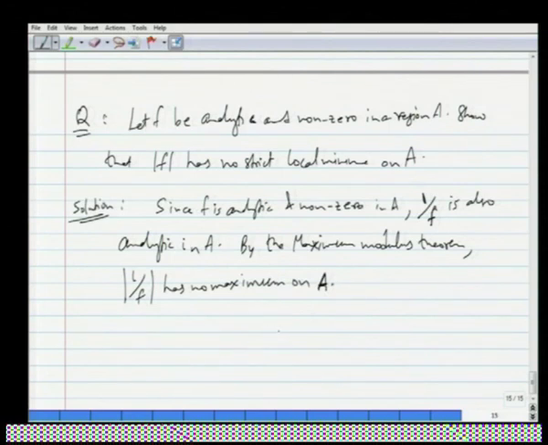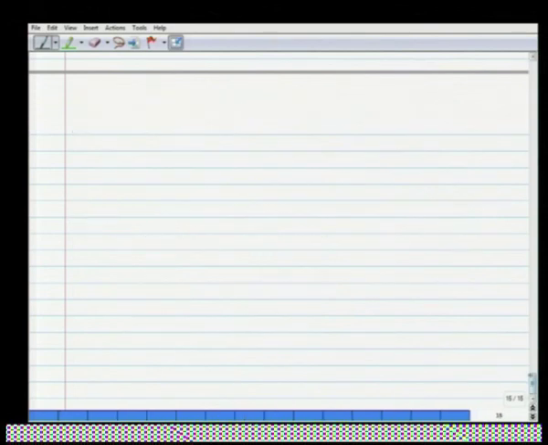So, what this means is that the modulus of f has no strict local minimum on A. Okay. So, this is easy. So, the next question is as follows.